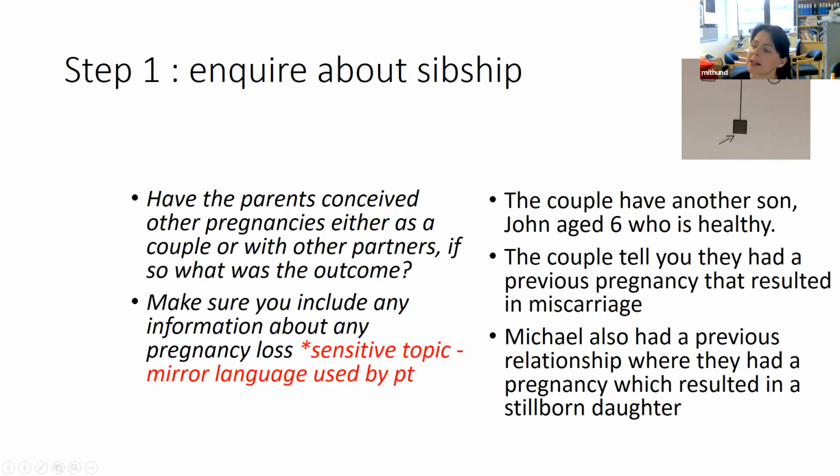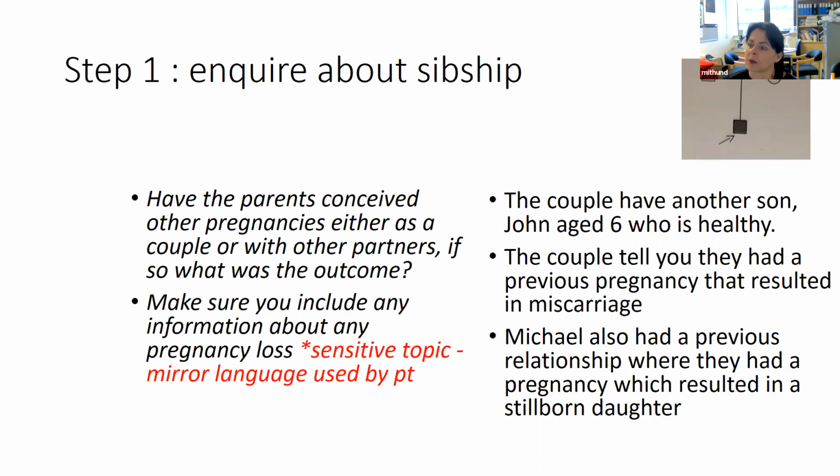The couple then tell you they've got another healthy son, John, who's age 6. So you can add this to your little family now, and he's healthy. They tell you they also had a previous pregnancy that resulted in a miscarriage. Michael, the dad, also tells you he had a previous relationship where he had a pregnancy. Well, he didn't have a pregnancy, his partner had a pregnancy, and that resulted in a stillborn daughter. So we can add that now to this first stage of the family history.